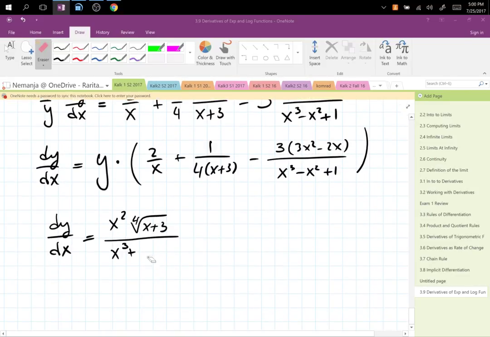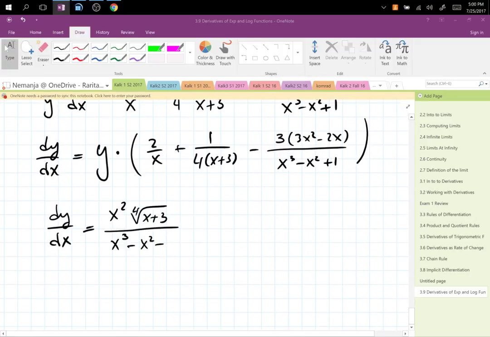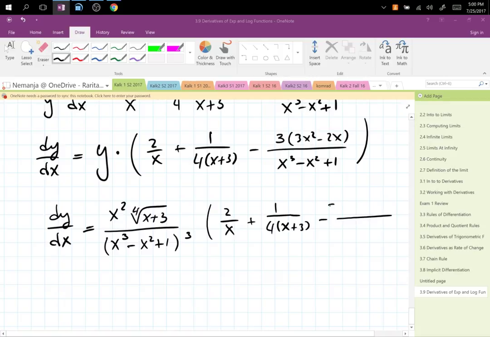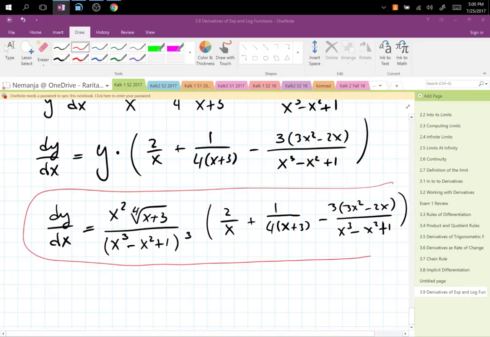Minus x squared plus 1 cubed times 2 over x plus 1 over 4 x plus 3 minus 3x squared minus 2x divided by x cubed minus x squared plus 1. And that's the derivative. Far easier than if you try to work out the product rules, the quotient rules, and all of the other stuff. It is very systematic.